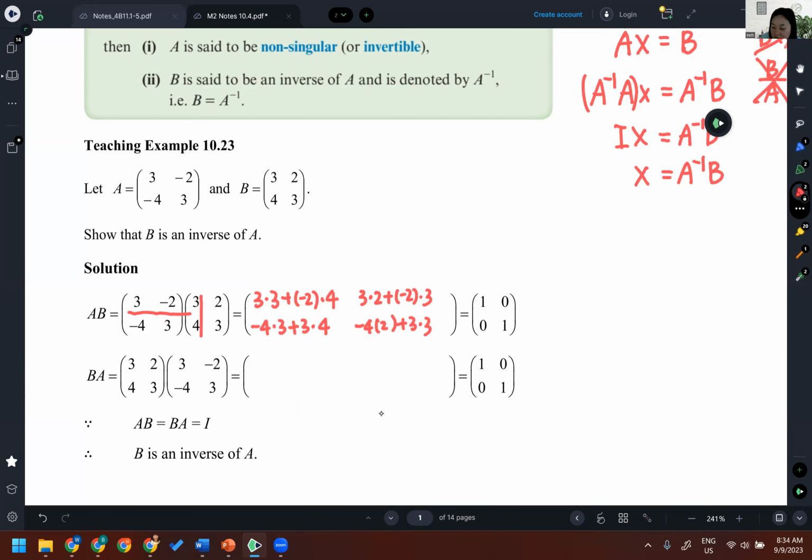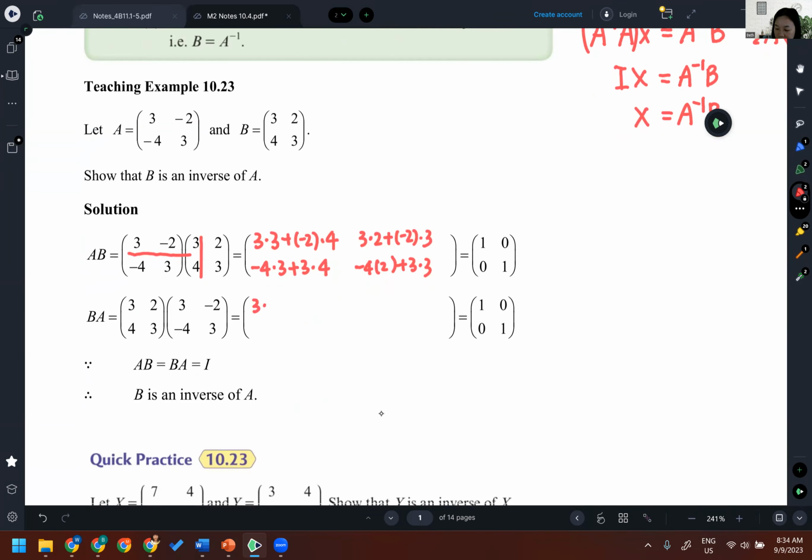Now doing it backwards. 3 times 3 plus 2 times negative 4. 4 times 3 plus 3 times negative 4. 3 times negative 2 plus 2 times 3. 4 times negative 2 plus 3 times 3. So that is it. Fine. So both of them are equal to identity. So B is an inverse of A.